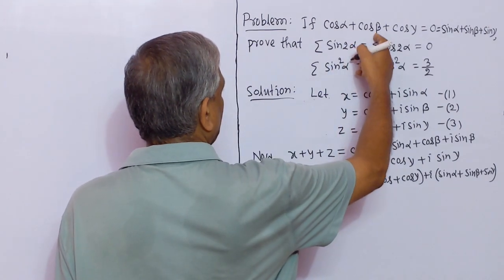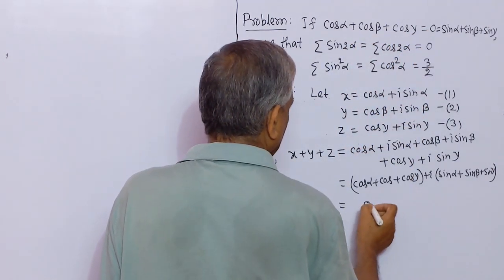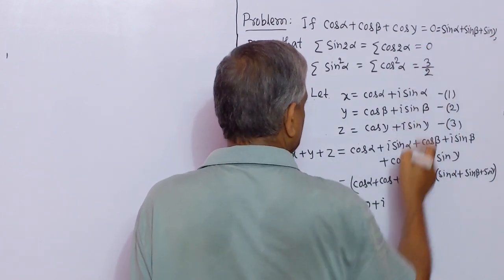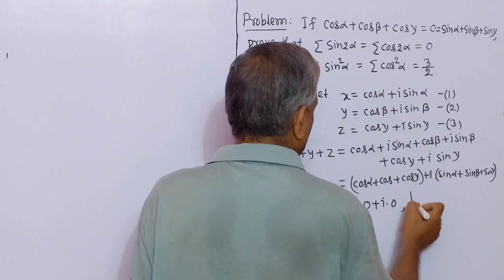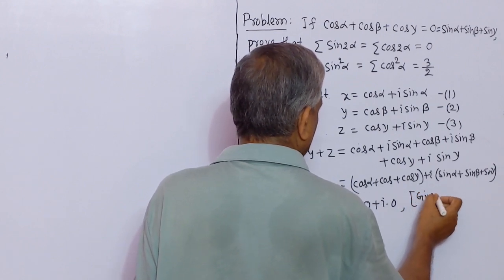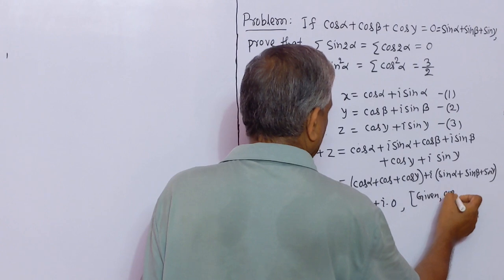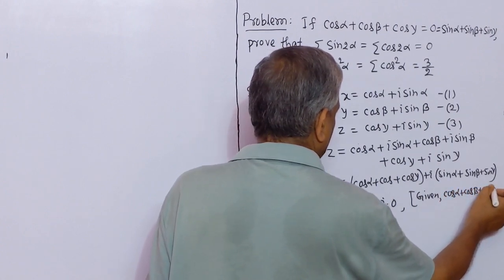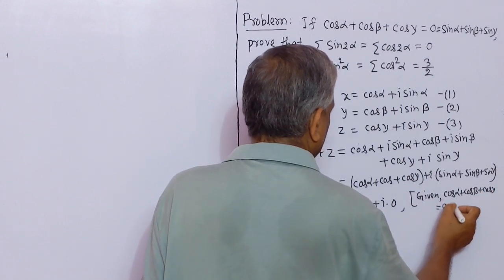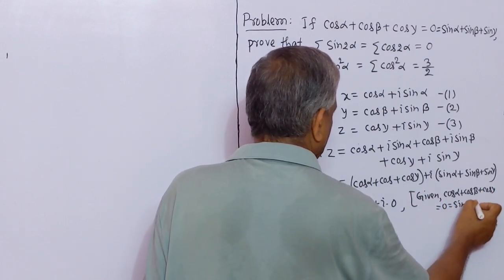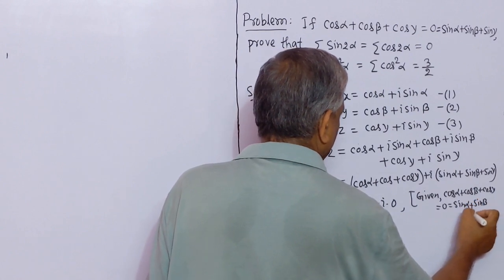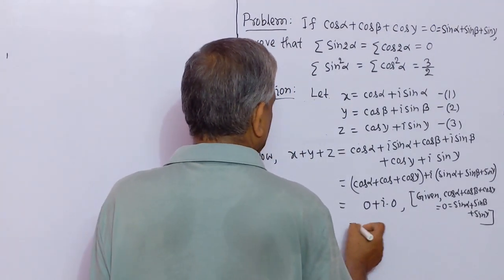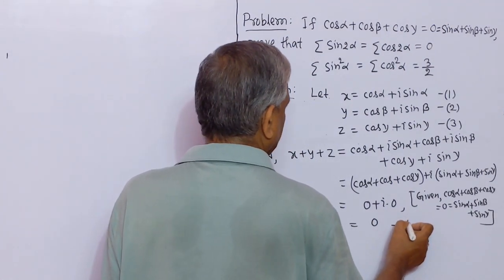Here cos alpha plus cos beta plus cos gamma is 0 plus I times sin alpha plus sin beta plus sin gamma is 0. Given cos alpha plus cos beta plus cos gamma equal to 0, equal to sin alpha plus sin beta plus sin gamma, and this is equal to 0. Let this be number 4.